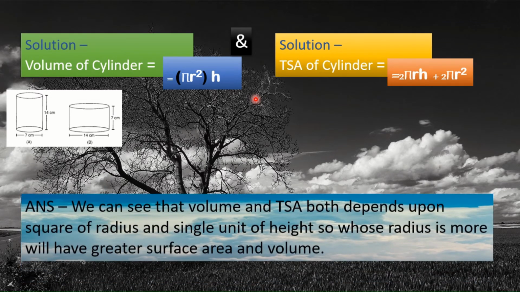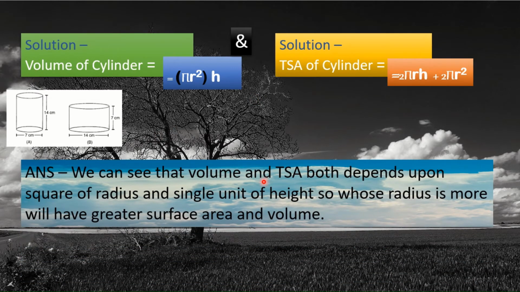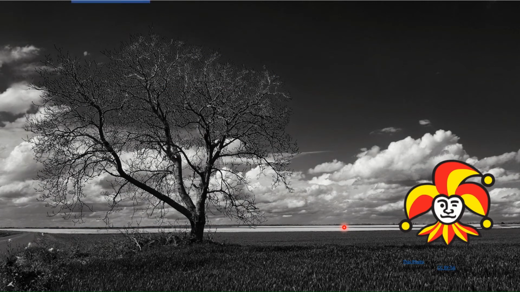Let's see why. We can see that volume and the total surface area both depend upon the square of radius. You can see here, this is also equal to square of radius, and here also radius is in the square unit, and the unit of height is only single. Here also you can see that the height is in the single unit, and here also height is single. It's not square or cube. So whose radius is more will have greater surface area and volume. Got it? Let's see the calculation.